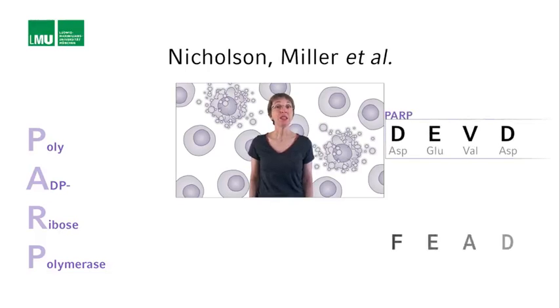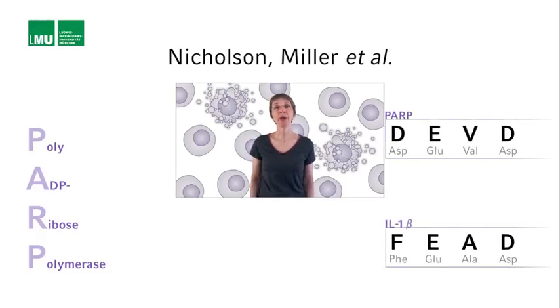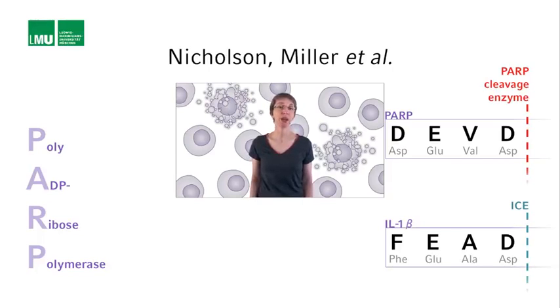It is DEVD in the case of PARP and YVAD in the case of interleukin-1 beta. And in both cases, cleavage occurs after the fourth amino acid, the aspartic acid residue. The team around Donald Nicholson and Douglas Miller therefore decided to identify this PARP cleavage enzyme using a biochemical approach.